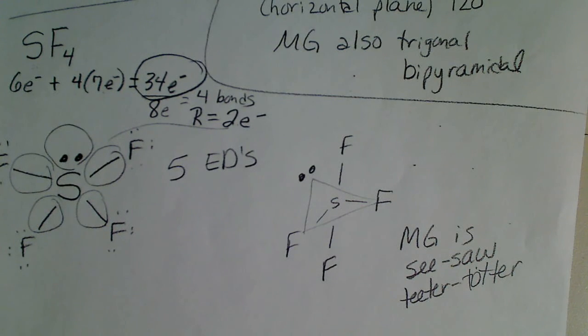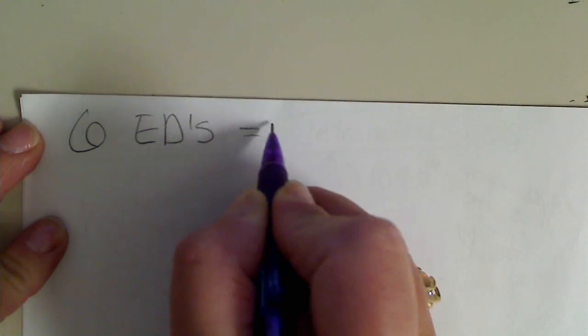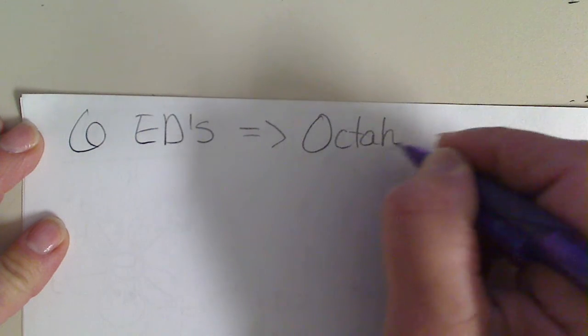6 electron domains is the maximum number we can have. So I'm going to do that on the back side. So if we have 6 groups of electrons around the central atom, 6 electron domains automatically translates into an octahedral geometry.